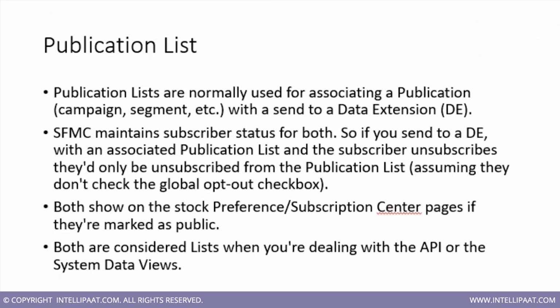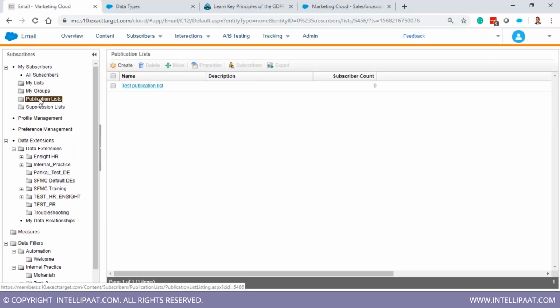Now we are going to talk about publication lists. What is a publication list? Yes, technically it's a list, and then you add subscribers to it. How do you add subscribers to it? If you use a data extension, it is attached to a data extension. So basically, as Monish mentioned, it's about a category.